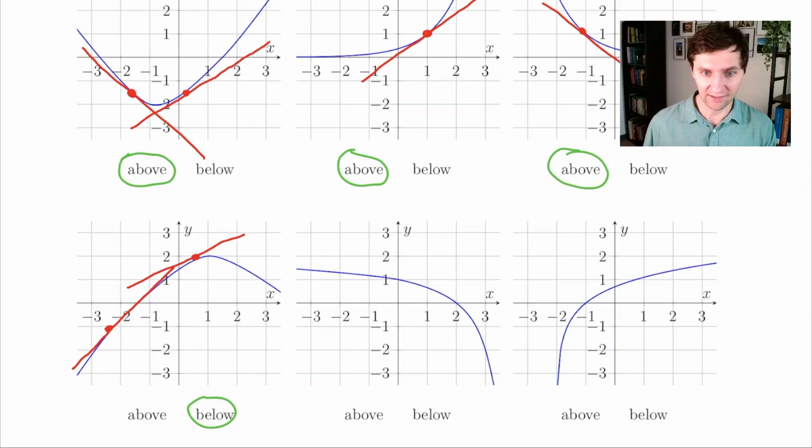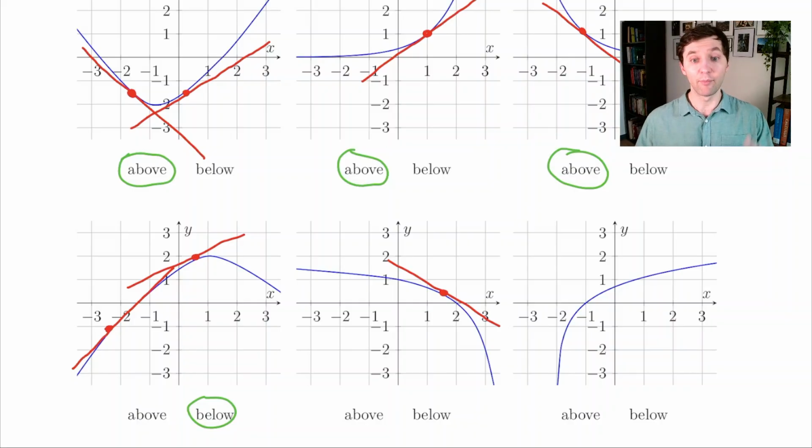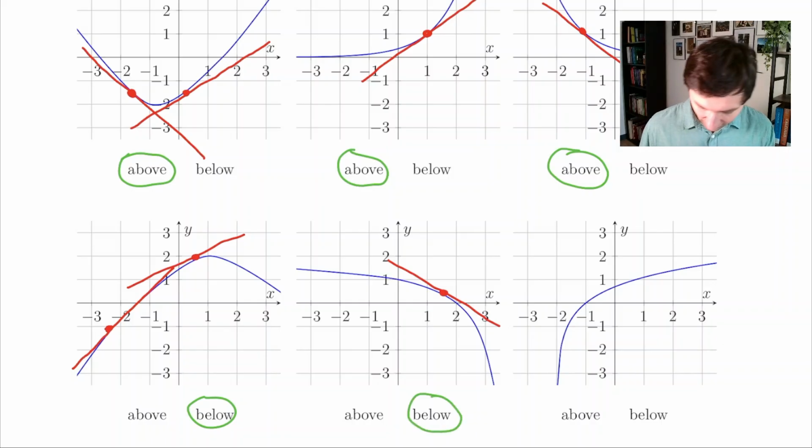Same in the second example, the middle example. No matter which point I choose, if I draw a tangent line there, that tangent line will be above the graph of the function. The graph of the function will be below the tangent line. Similarly, in the last example, no matter where you draw the tangent line, the graph will be below the tangent line.